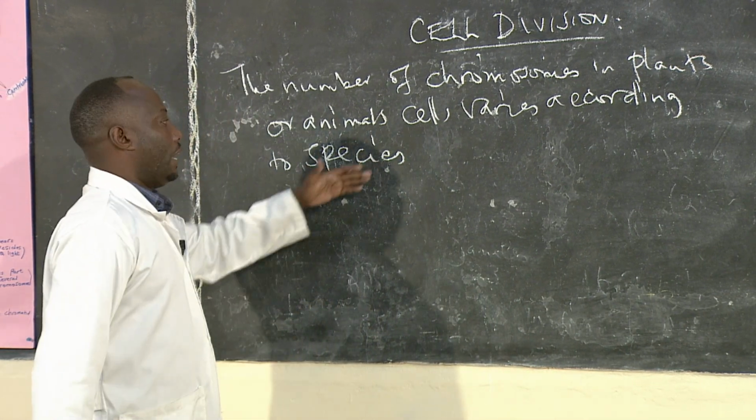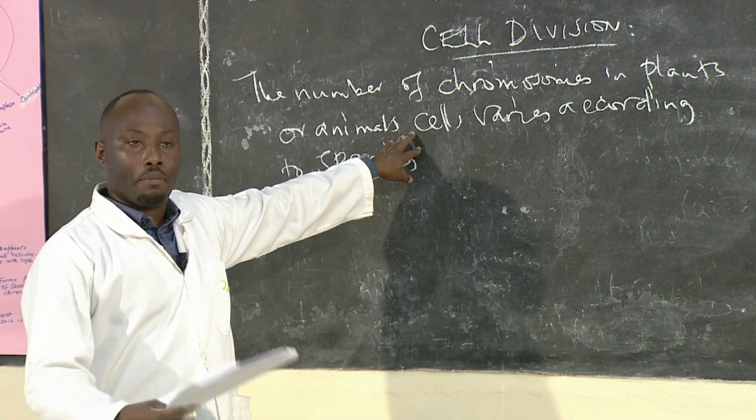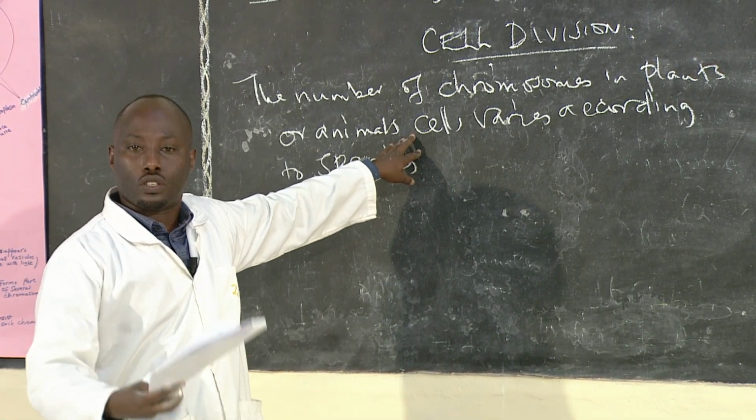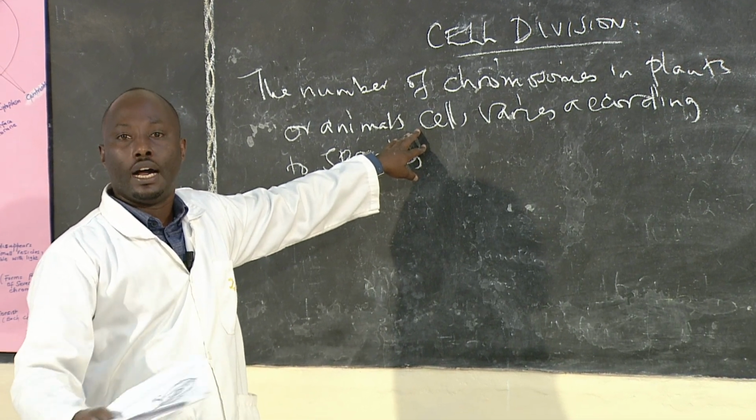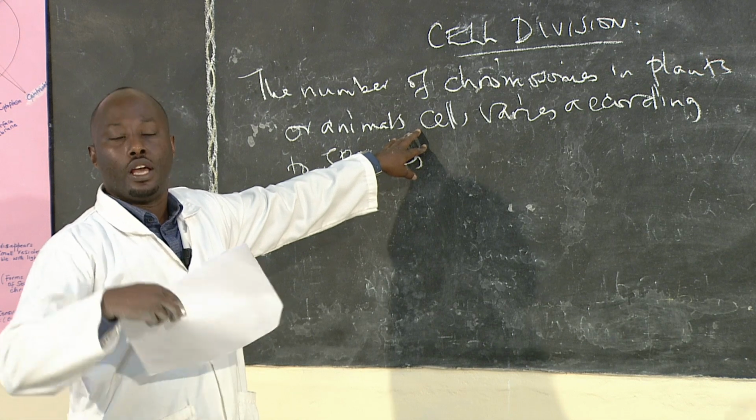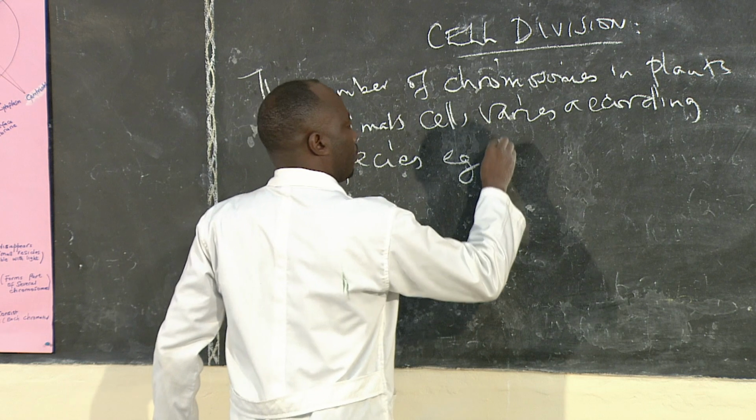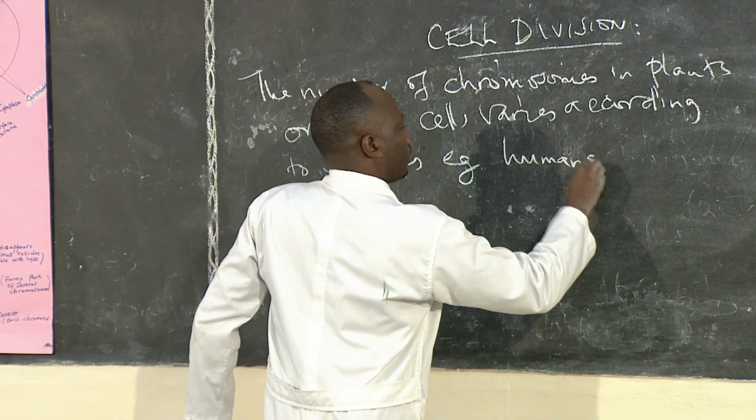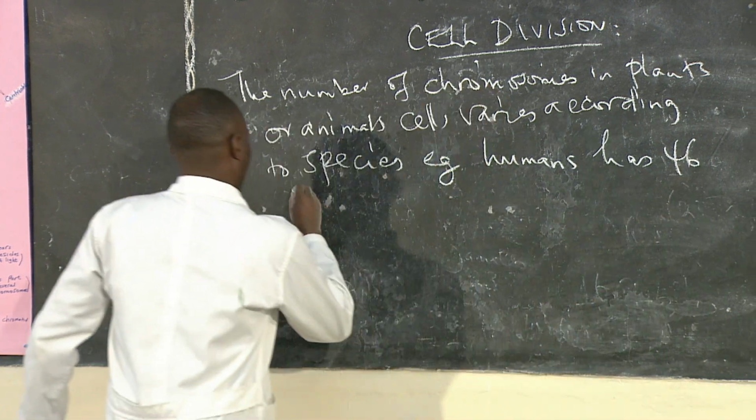That is to say, the number of chromosomes varies from species to species. I mean that the number of chromosomes found in dogs is not the number found in human beings. The number found in lions is not the number found in humans. For example, human beings have 46 chromosomes.